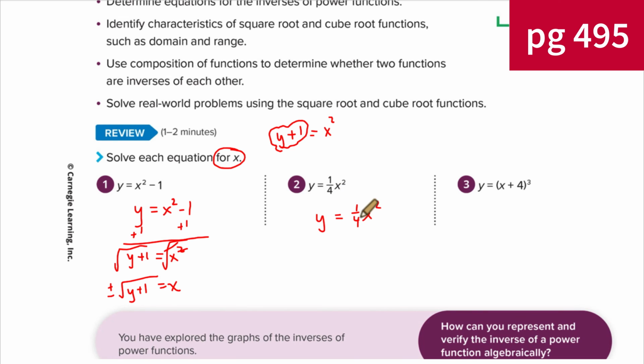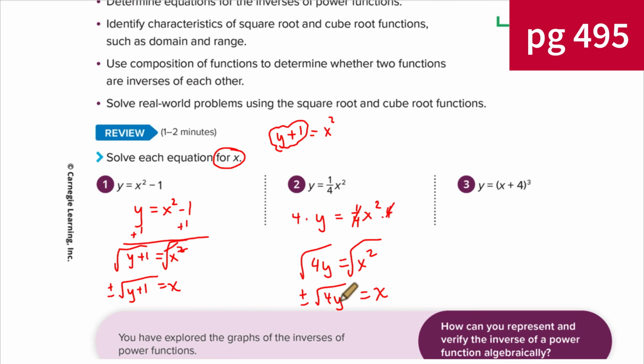All right, let's look at number 2 then. Same idea. We got to get rid of the 1/4 if we're going to get x by itself. So I would multiply both sides by 4. Let's put a 4 here and a 4 there. That 4 would cancel the 1/4. We get 4y would equal x squared. And at this point, we're going to take a square root. And again, something squared is 4y. I don't know if that was positive or negative, so we have to put the plus minus. So the plus minus square root of 4y, that is what x will equal.